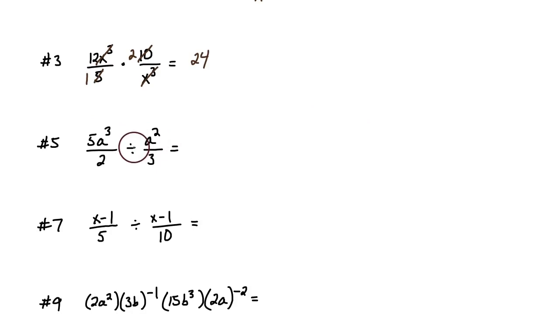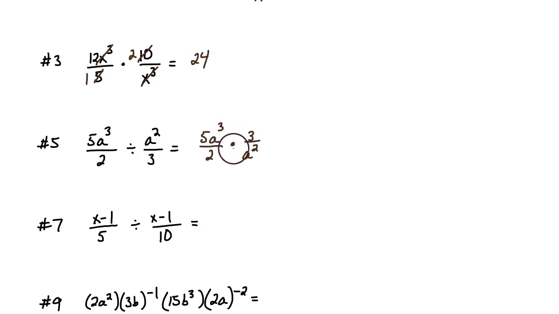In number 5, there's a division problem. So let's first apply the rule about dividing, which is to rewrite the question, but change to timesing. Now that we have multiplication, we multiply the tops and multiply the bottoms. But before we do that, let's do some reducing. The numbers themselves don't appear to reduce, but the variables can reduce.